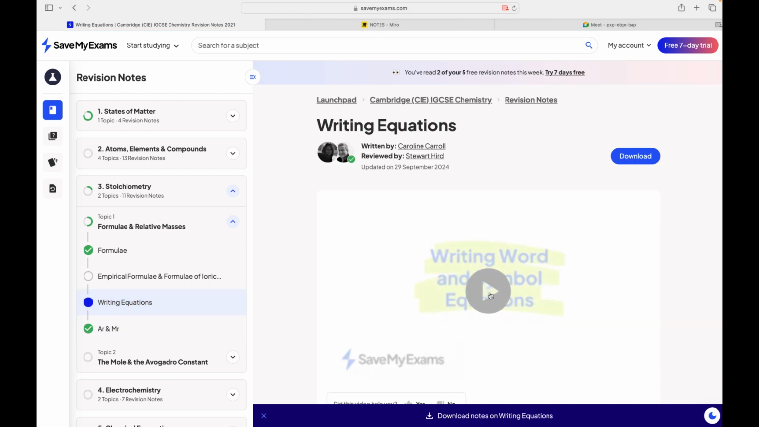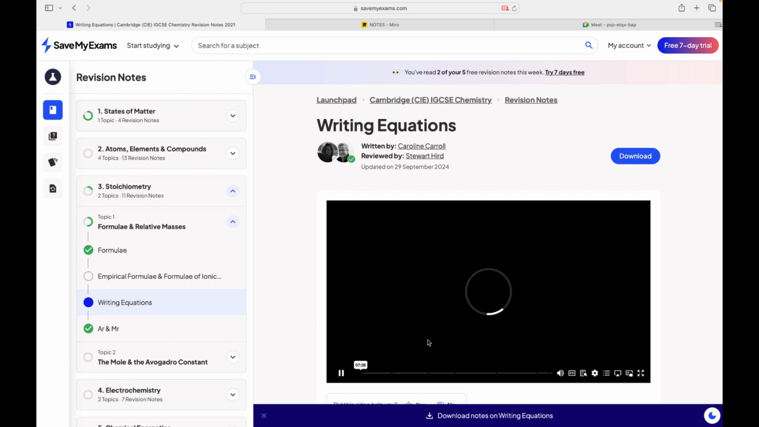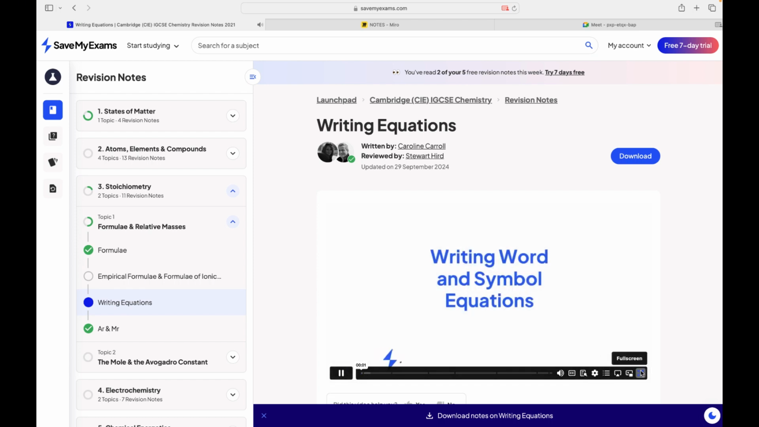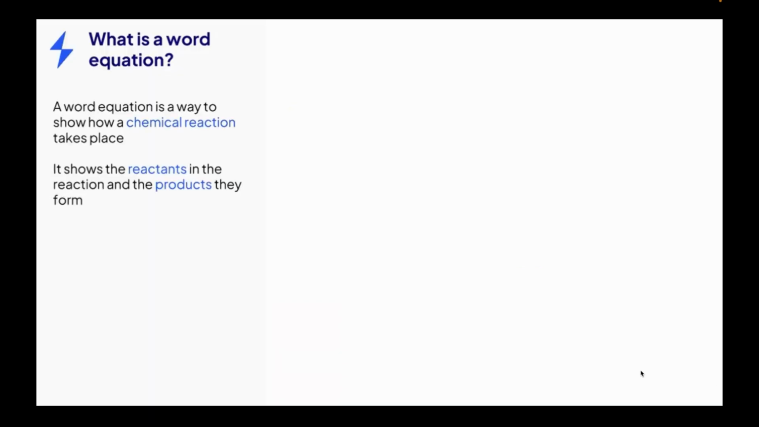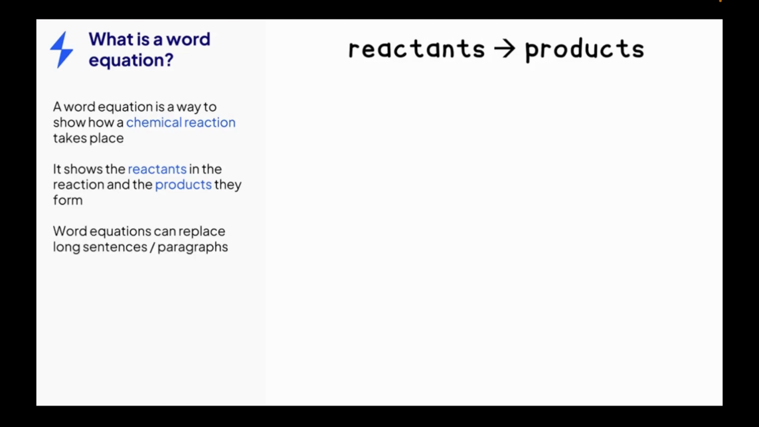Okay, so let's take a look at this tutorial quickly. In this video, we'll be looking at how to write word and symbol equations. A word equation shows how chemicals react together in a reaction, changing from reactants to products. They are a simpler way to show the reaction compared to a written description of it.